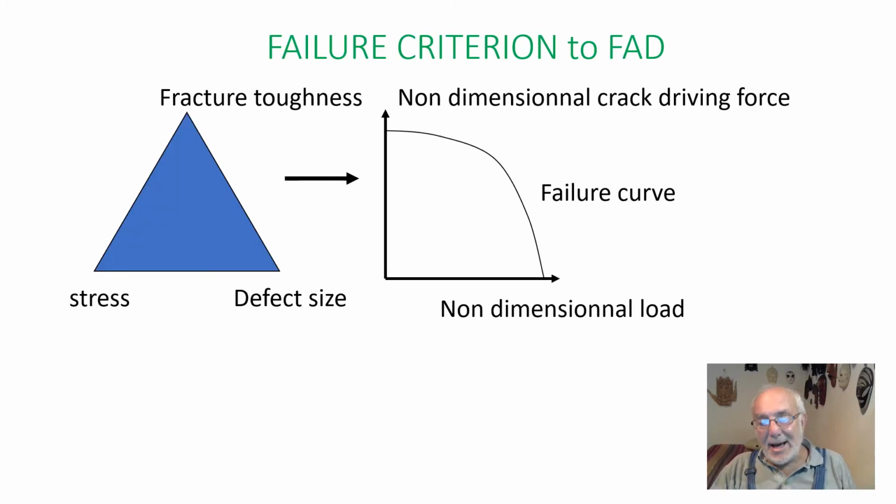In this slide, we present the transformation of a three-parameter fracture criterion to a two-dimensional fracture criterion. Here, classical fracture mechanics gives a relationship between the stress, defect size, and fracture toughness, and it is transformed into a non-dimensional crack driving force versus the non-dimensional load. And the failure criterion is represented by the failure curve.